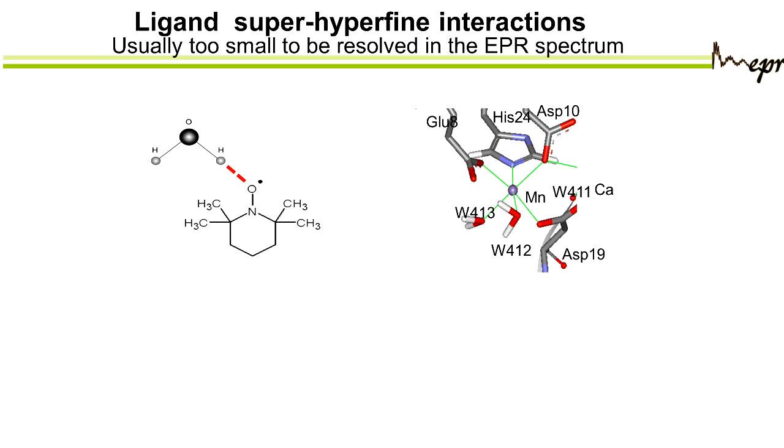And here is another metal site in a protein. Here it's a manganese, coordinated to a water molecule and to a histidine.